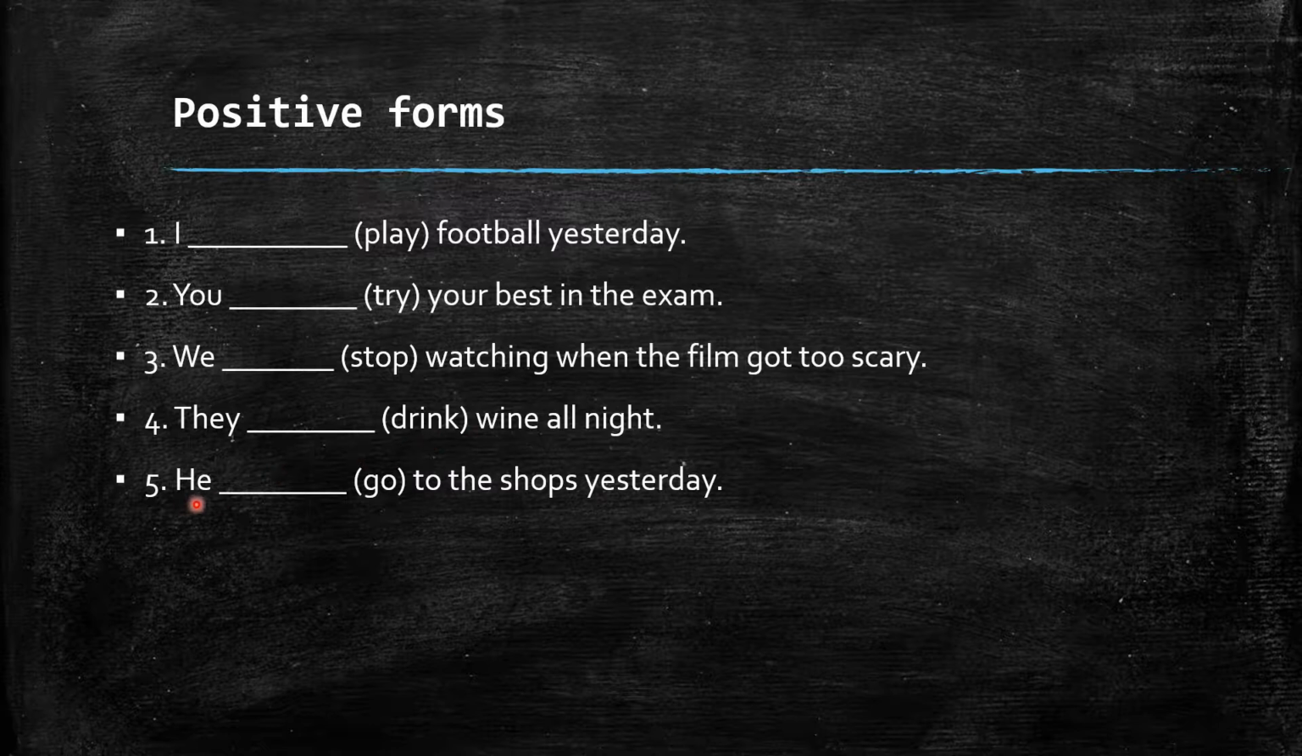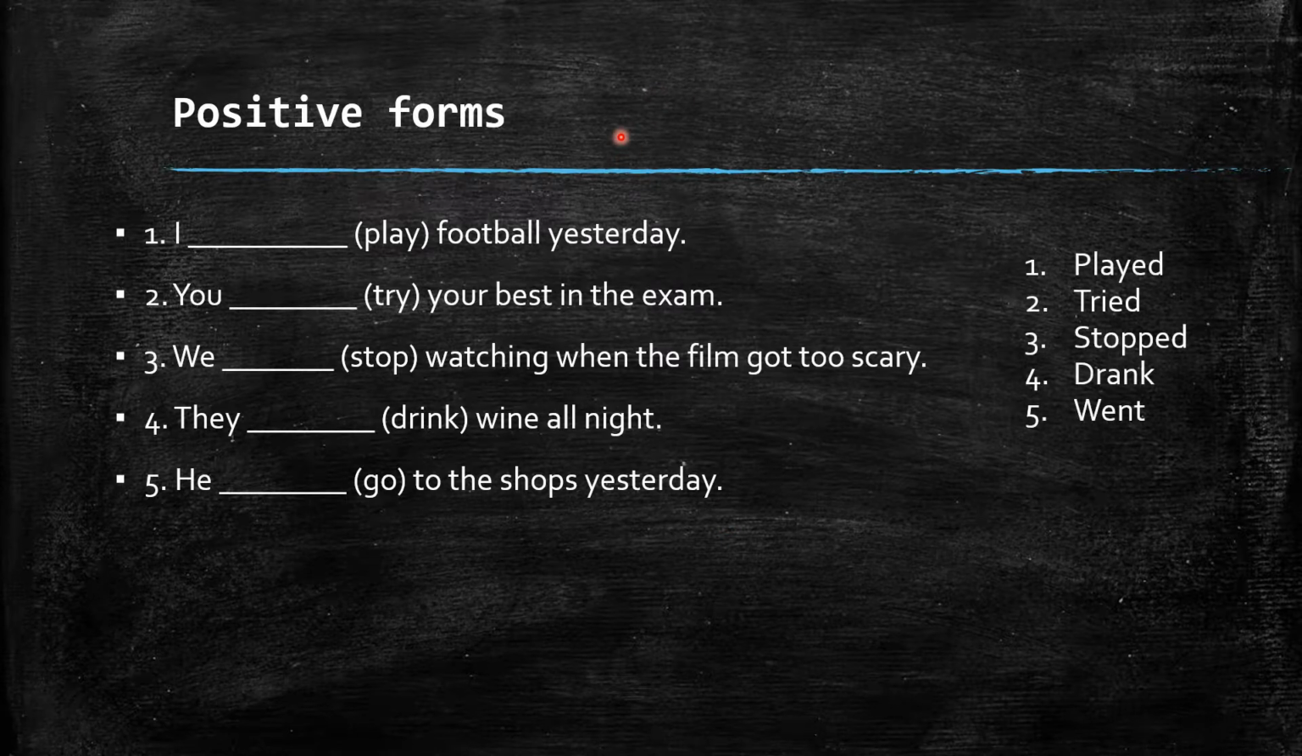And the last one, number 5, he go to the shops yesterday. So here's another example of an irregular verb. So we need to change go to went. He went to the shops yesterday. So these are the positive forms. Let's continue. As you can see, the answers are here. So if you want to pause the video, check your answers, that's fine.